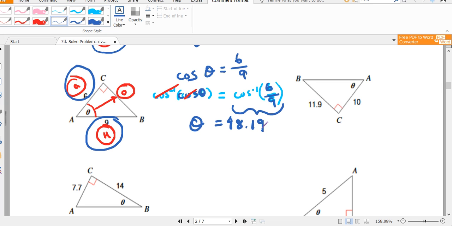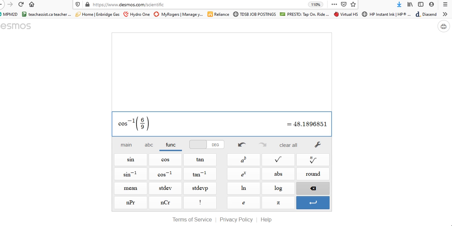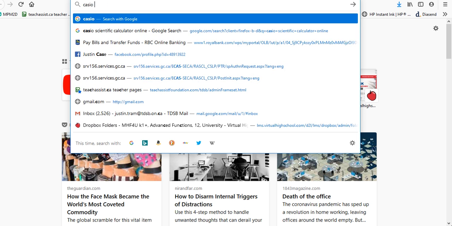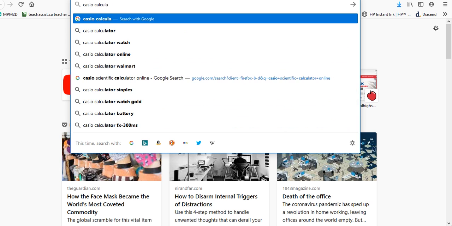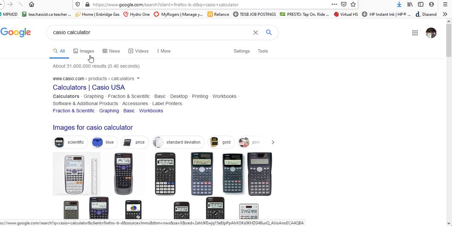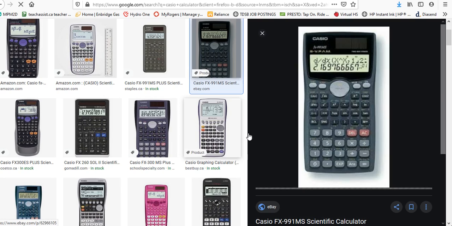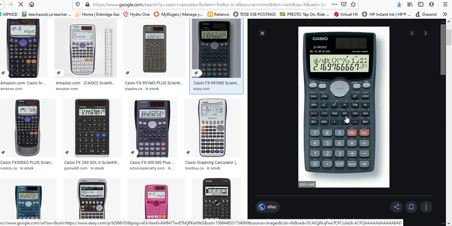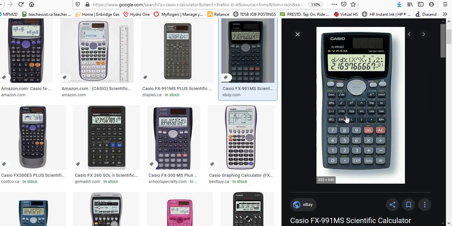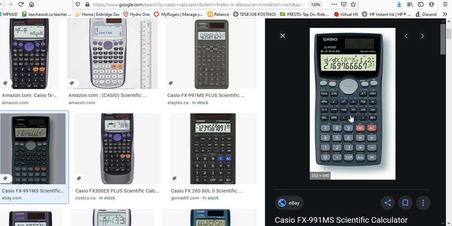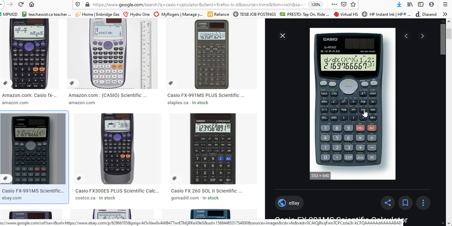This is a lot easier to show in class. Hold on, let me try looking for a Casio calculator. Let's see if I can do this. Okay, so here's a calculator. Okay, so just to look here, here's the cosine, here's the cos inverse right above it. Okay, now make sure it's in degrees.